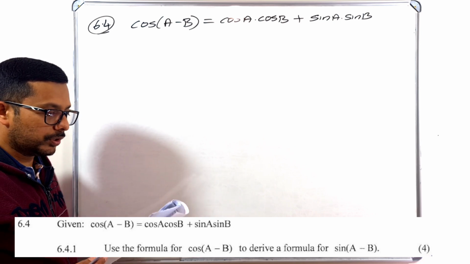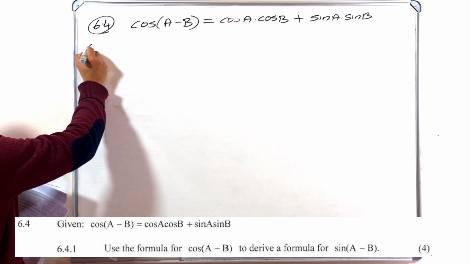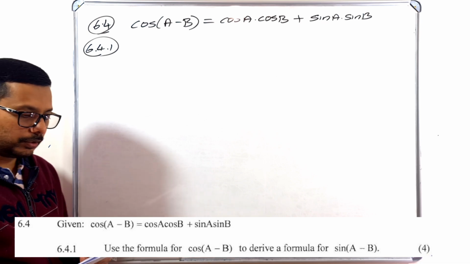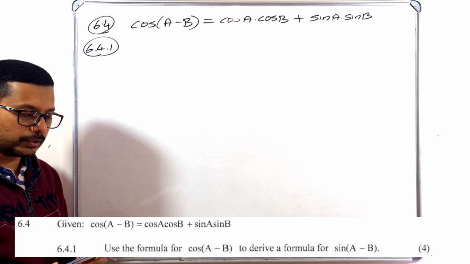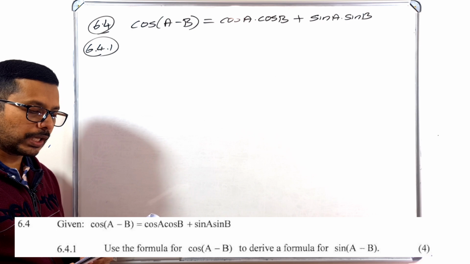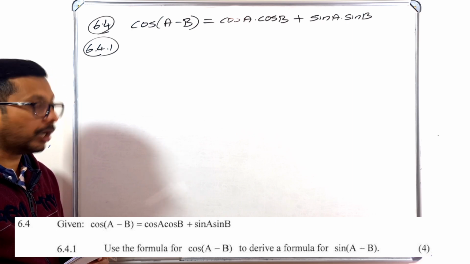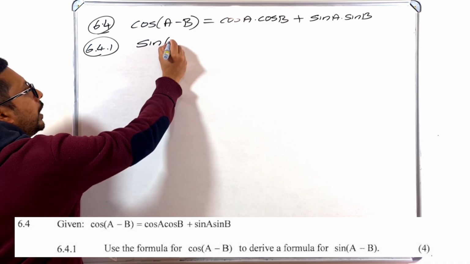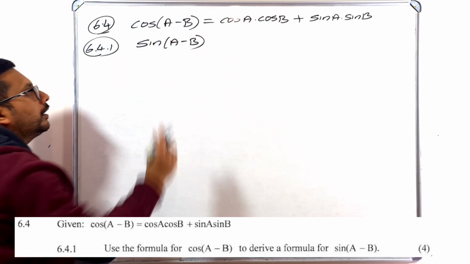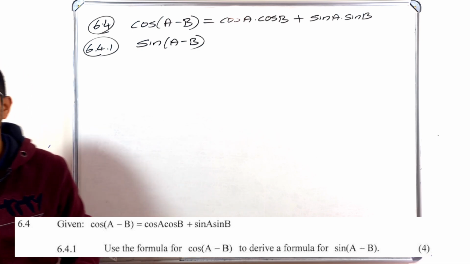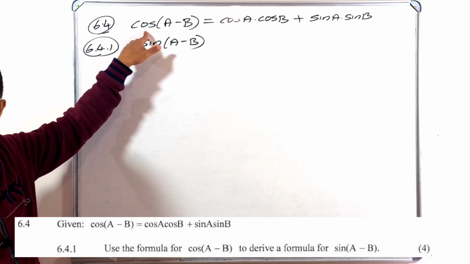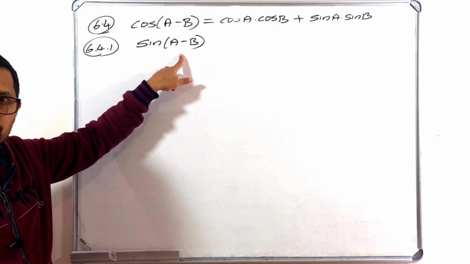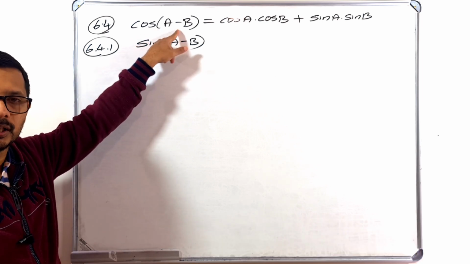Based on that, the first question, 6.4.1. What is that question? Use the formula for cos of a minus b to derive the formula for sine of a minus b. You have to use this given formula to try to find the formula for sine of a minus b. Okay, that is the question.